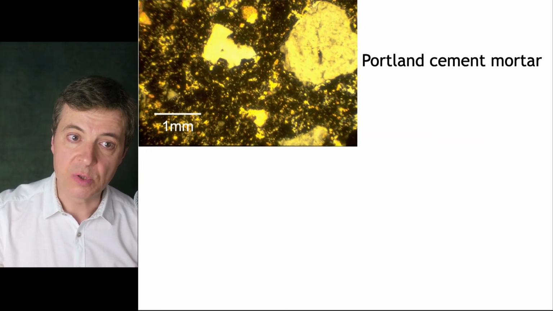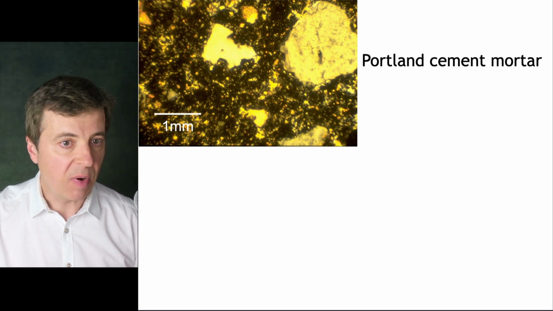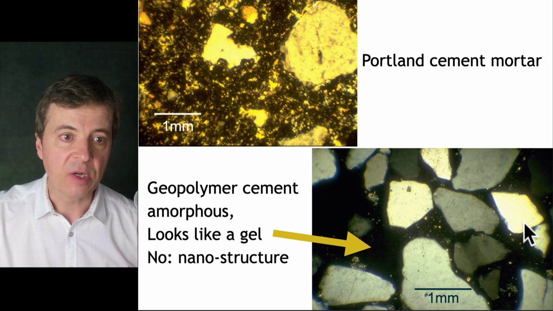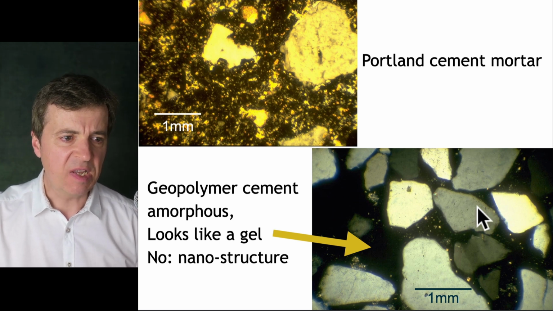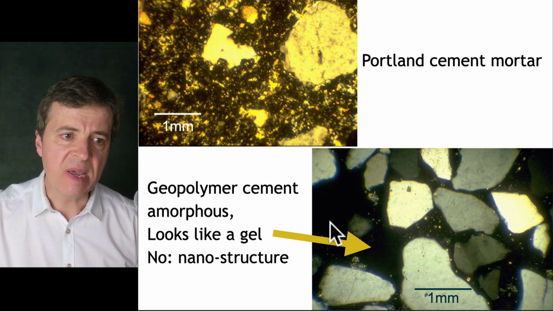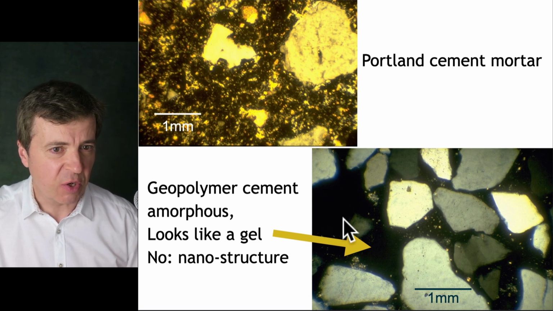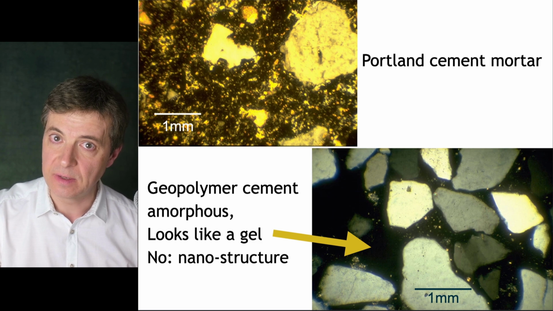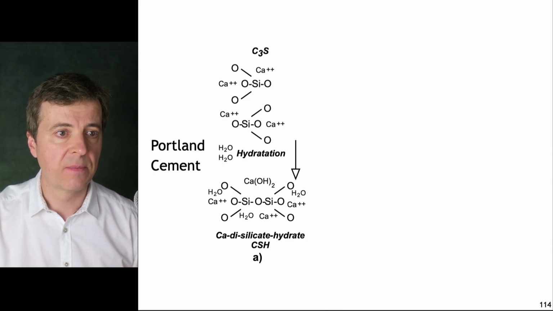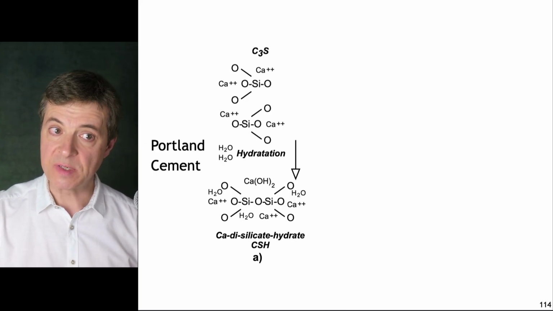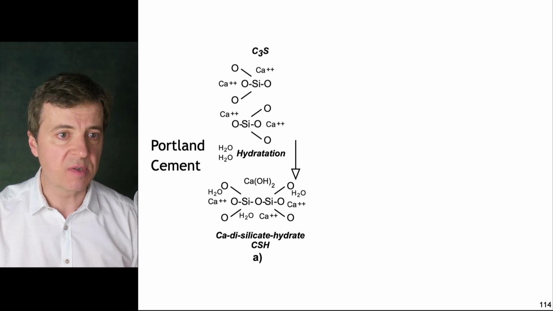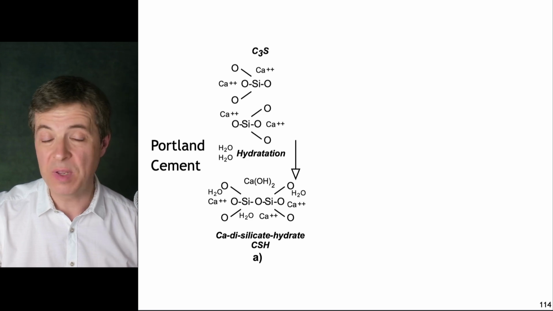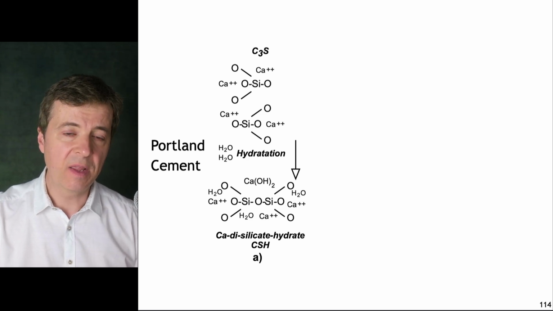Under the optical microscope, we compare on the top left Portland cement mortar and on the bottom right geopolymer cement. It seems like geopolymer cement is amorphous. It looks like a gel. No, it is a nanostructure instead. Some Portland cement scientists try to use their terminology to explain geopolymerization, which is completely wrong. Let me explain it to you.